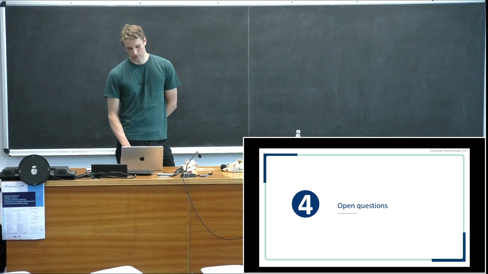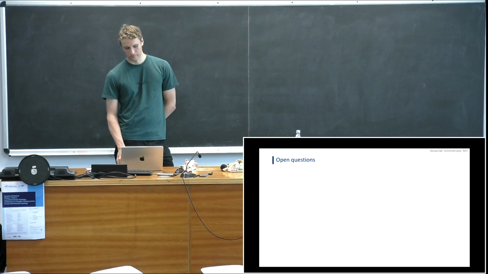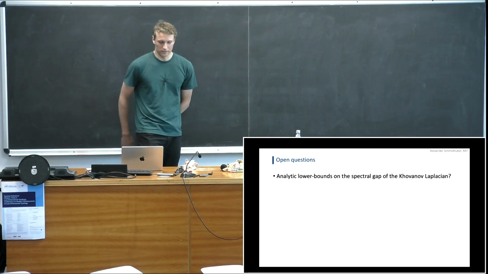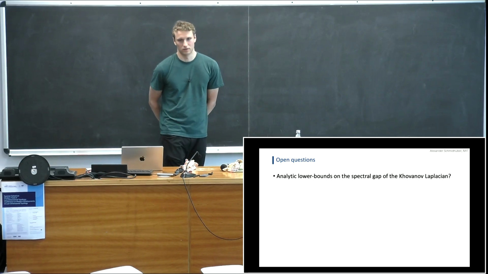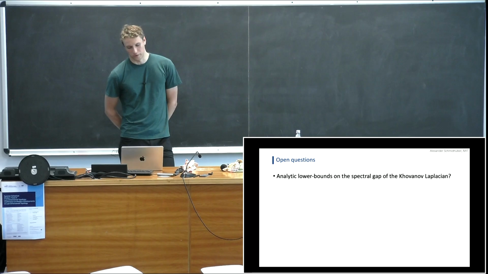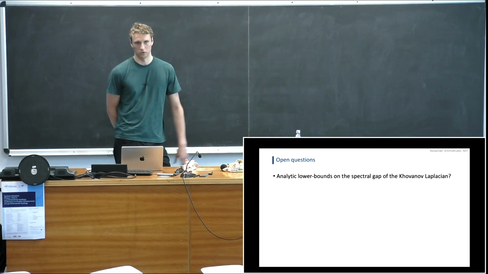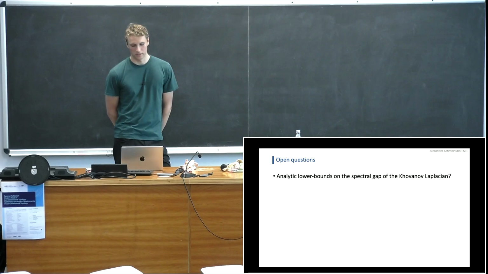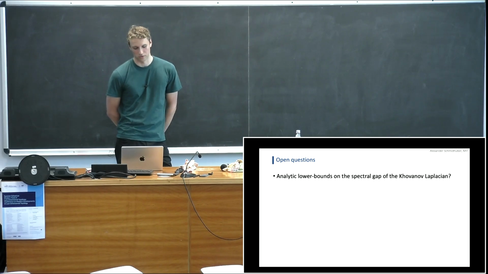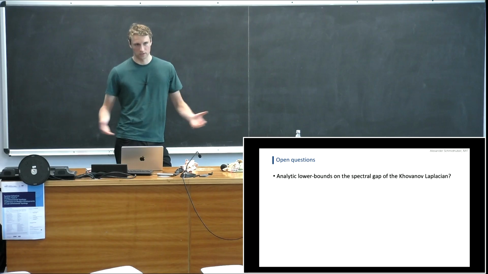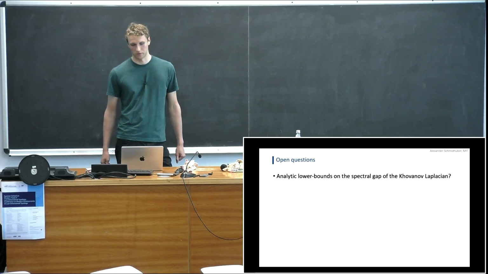So that brings me to the open questions. Really, the key open question, which we need to answer in order to prove that our quantum algorithm is actually efficient all the time, since right now we only know it's efficient in some cases, is to prove a lower bound on the spectral gap of the Khovanov Laplacian for arbitrary knots and arbitrary q and I degrees.